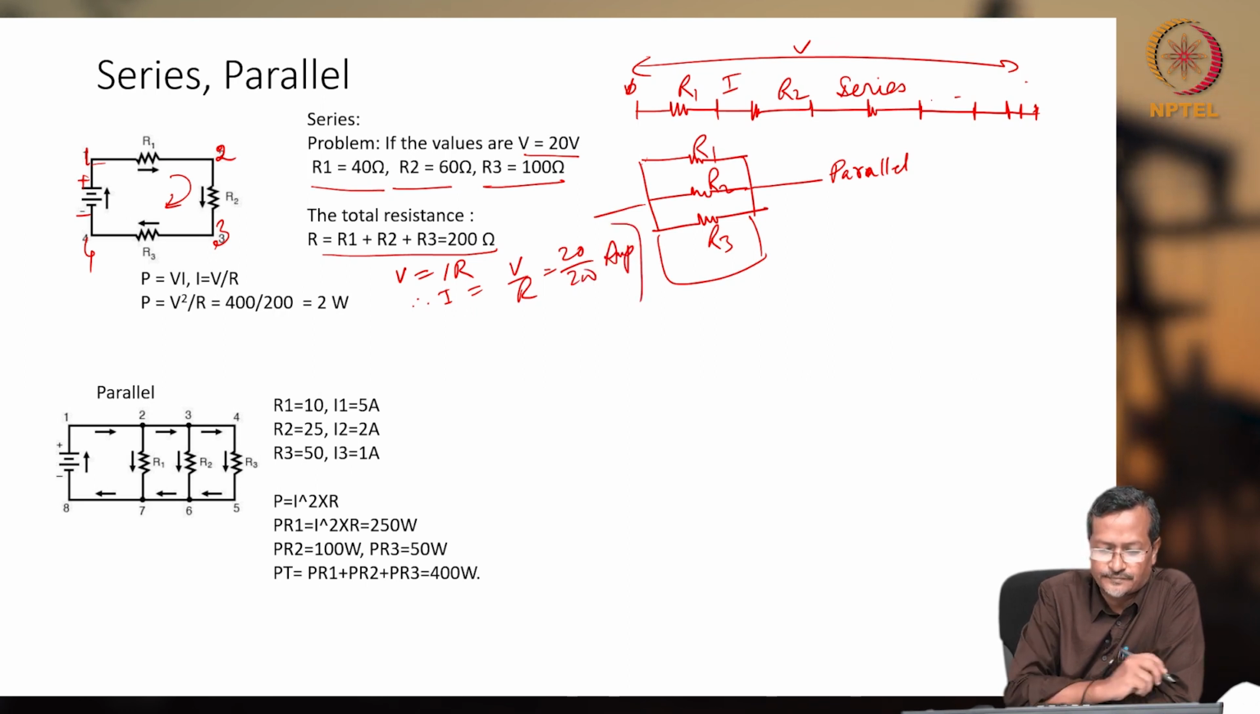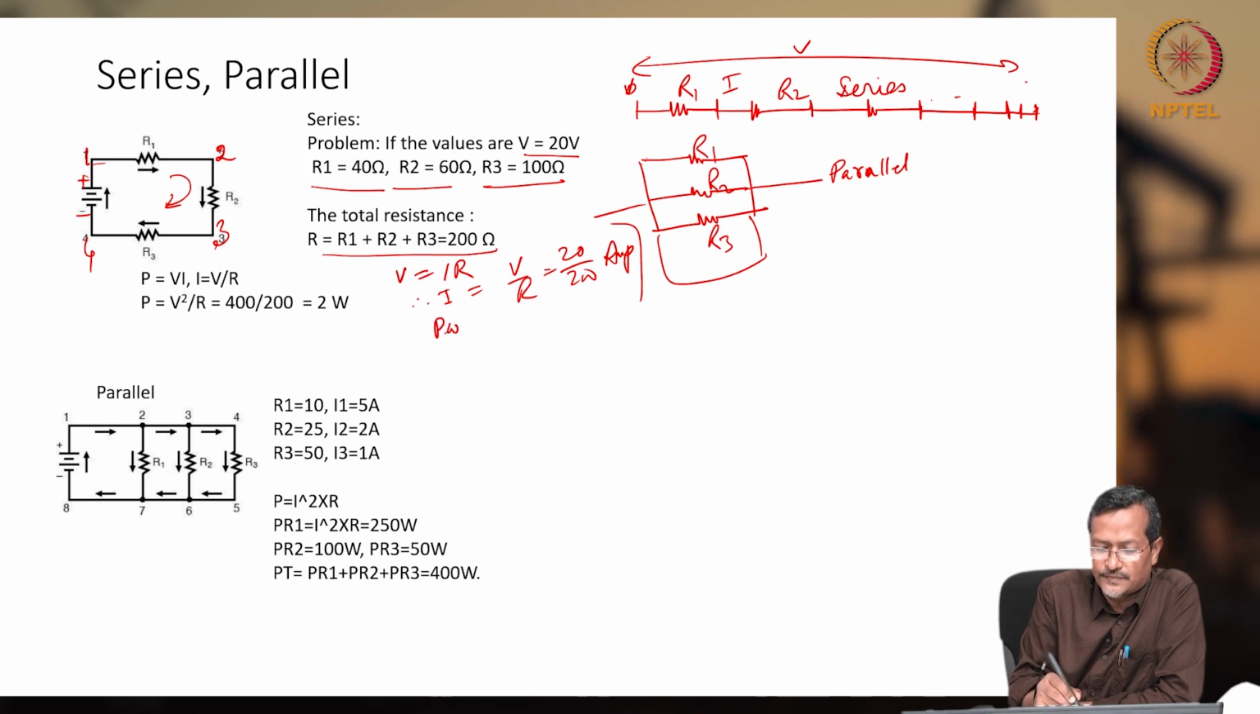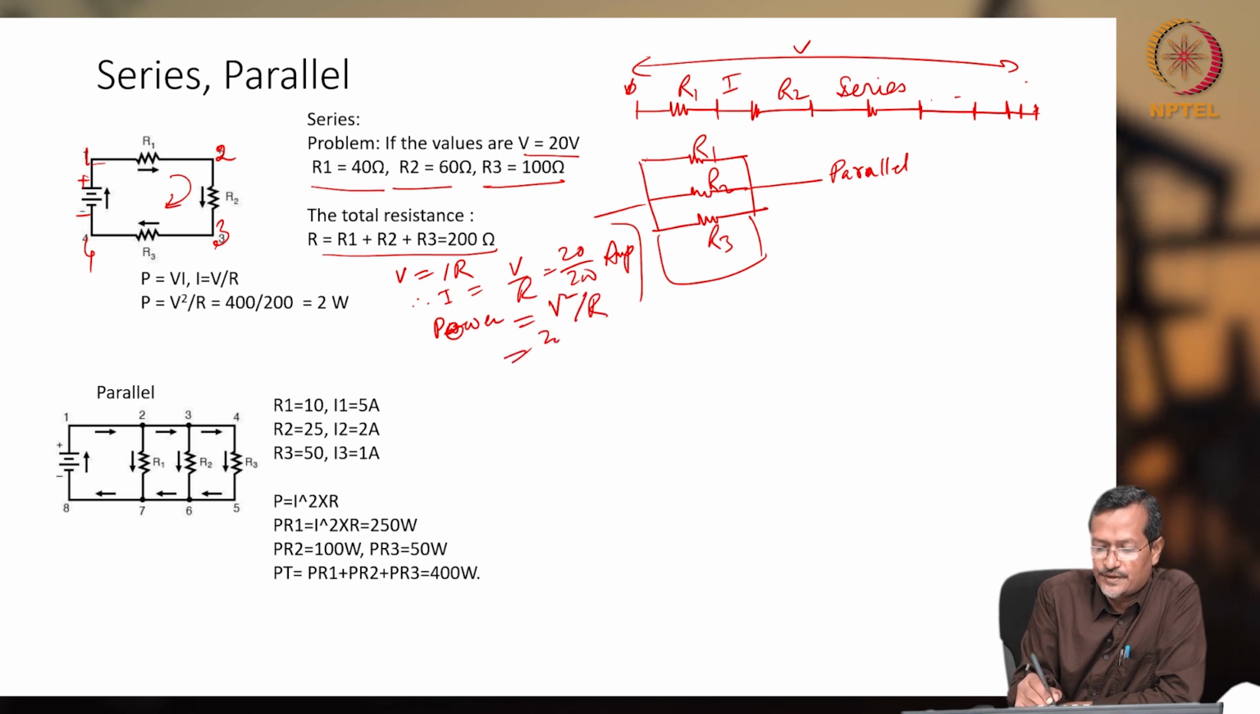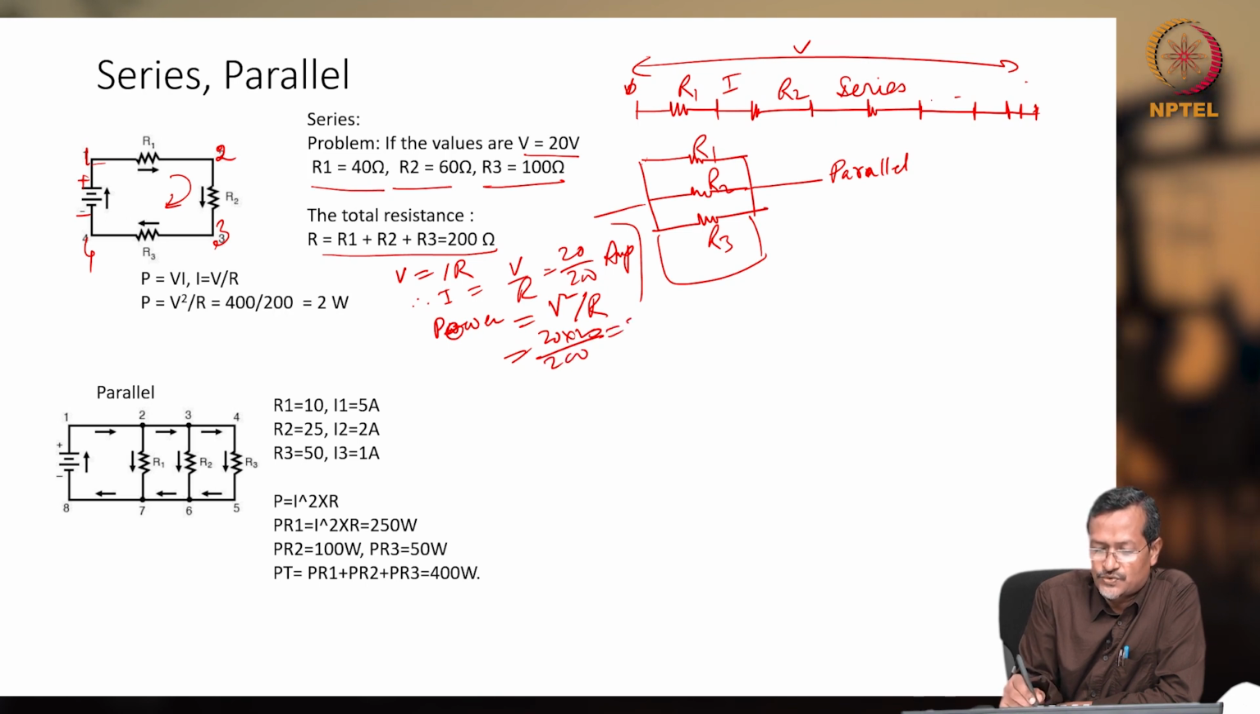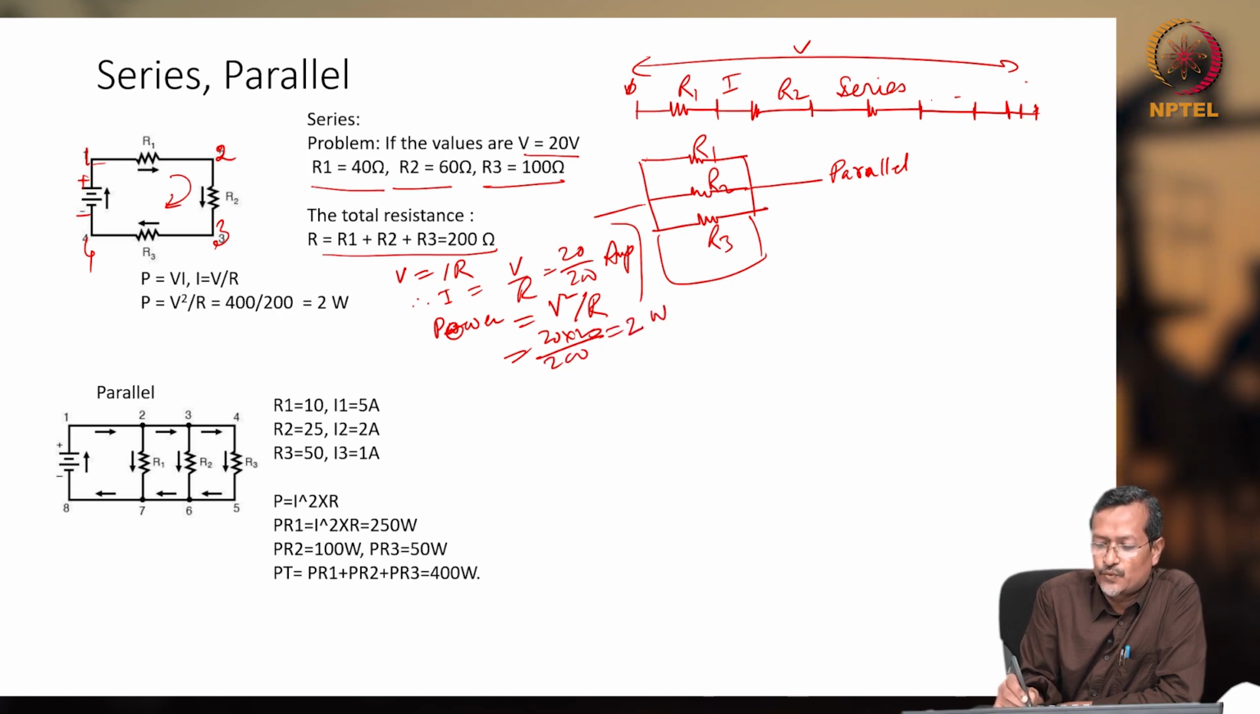Okay. What is power? Power equals V square by R. So V means 20 into 20 divided by 200. So 2 watt power.